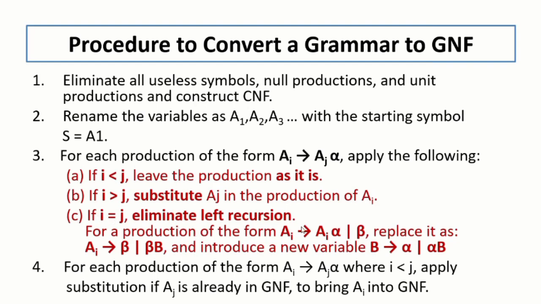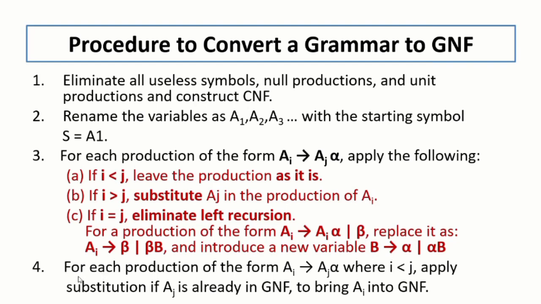To eliminate left recursion, if the production is A sub i tends to A sub i alpha or beta, replace it as A sub i tends to beta or beta B, then B tends to alpha or alpha B. This introduces a new non-terminal symbol capital B to help remove the left recursion structure.